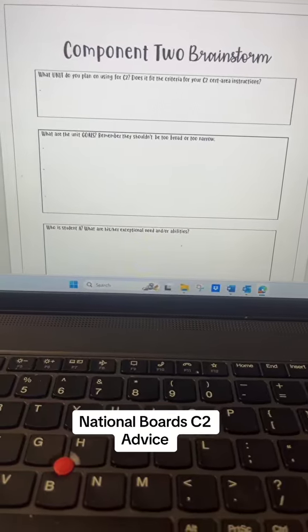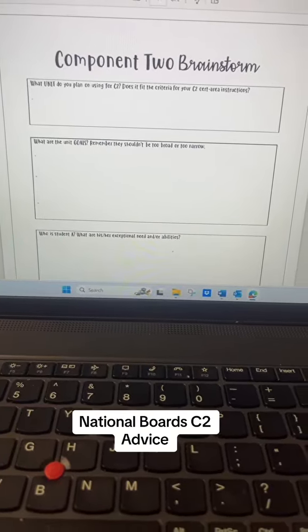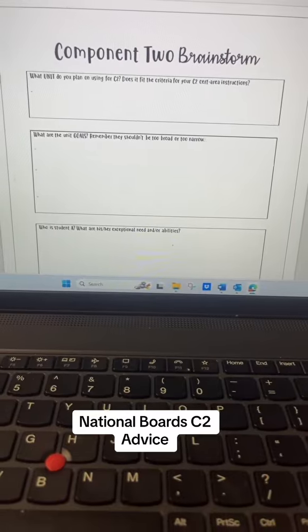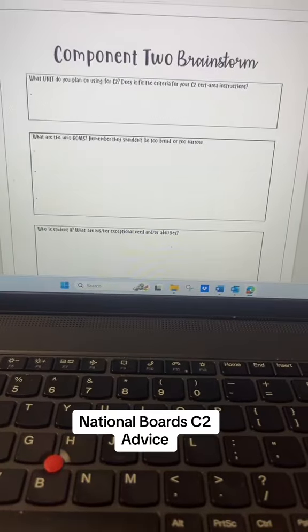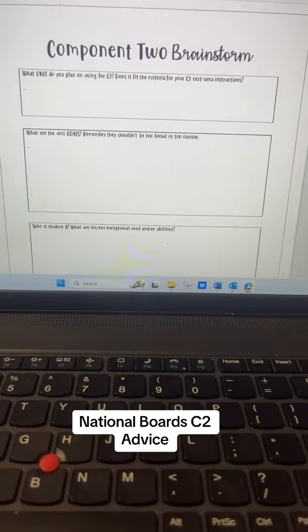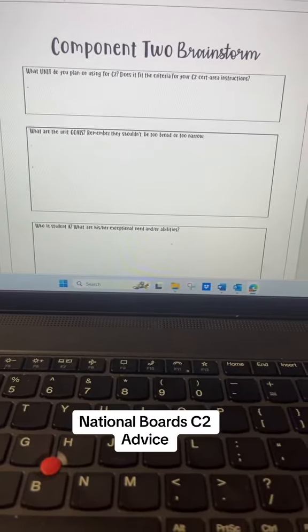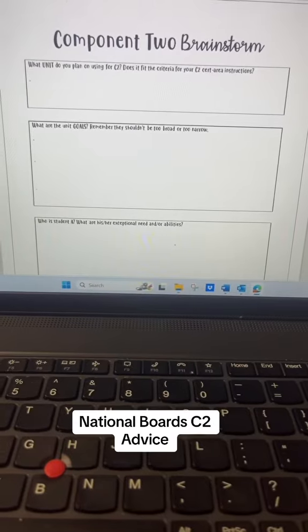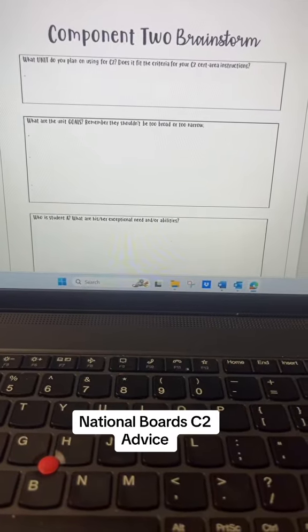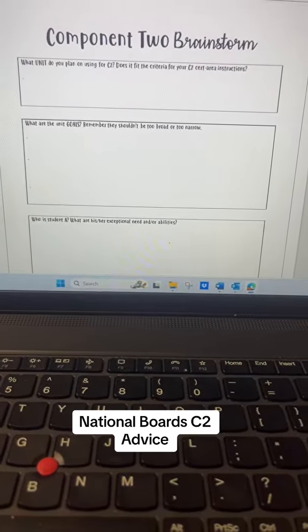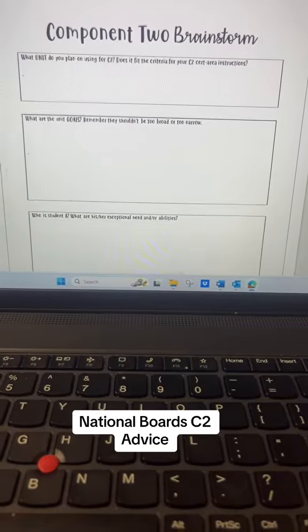And as an ELA teacher, this helps me anyway with my current students in my classroom, just to think about how I differentiate for them. But this is specific to Component 2. It is general enough that it fits all the certificate areas, but it asks questions like what unit do you plan on using for Component 2? Does it fit the criteria for the Component 2 instructions?